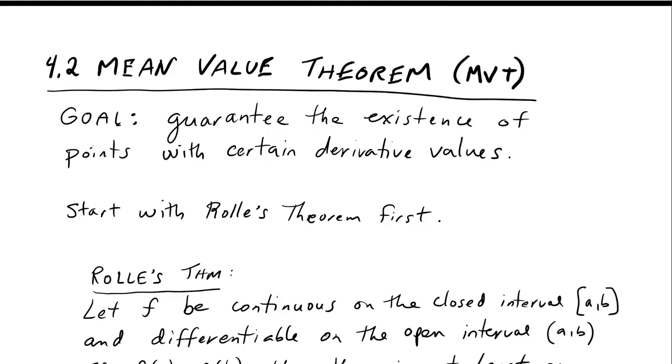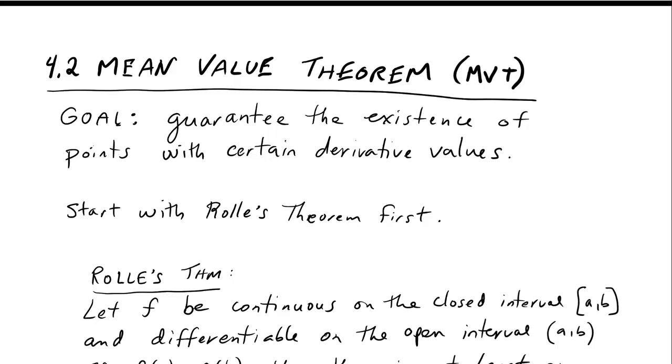So here in 4.2, we're going to talk about the mean value theorem, or commonly known as MVT. Now, this is a mean value theorem. This is not a mean value theorem. It's not unkind, but the mean there refers to mean value, and we'll see how that comes in later.